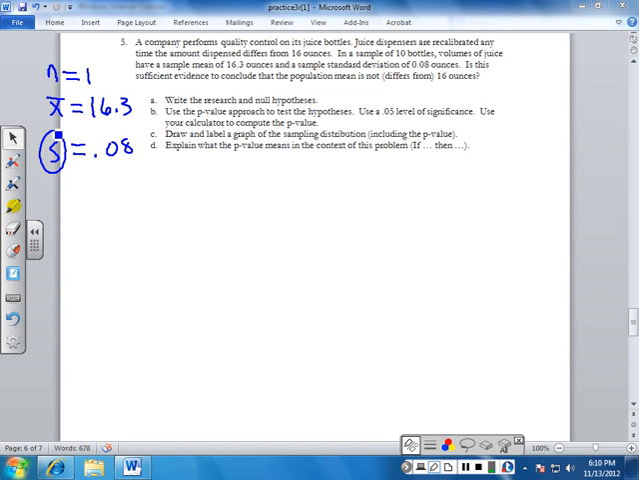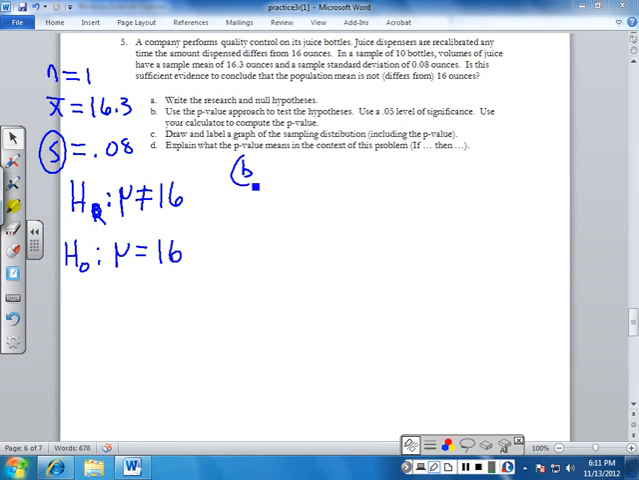Okay, so can we conclude that the population mean differs from 16? So HA is mu not equal to 16, H0 is mu equal to 16. So that's A. B says to use the p-value approach to test the hypothesis using a 0.05 level of significance and using your calculator to compute the p-value. So for part B, we will reject H0.